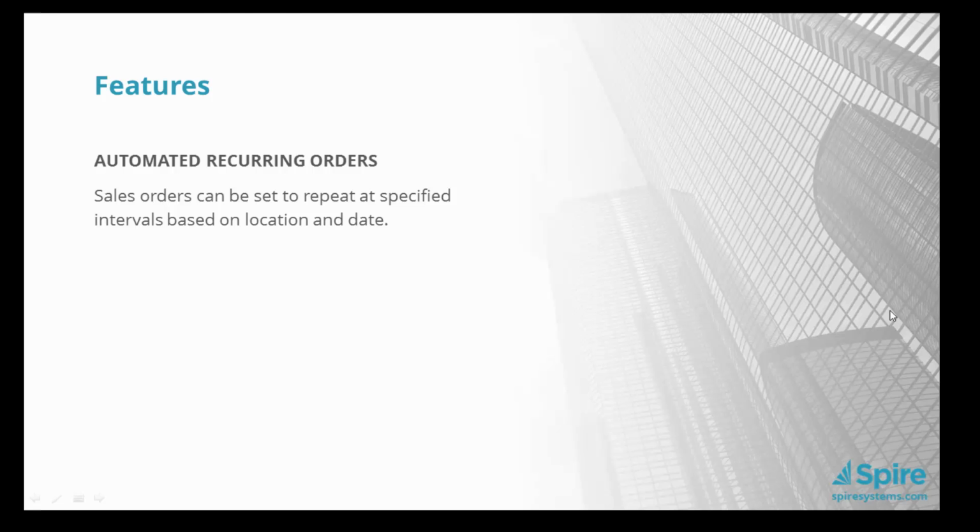Automated recurring orders. So sales orders can be set to repeat at specified intervals based on location and date. So the user can then set a monthly, weekly, daily, yearly order or customize it within those cycles to virtually repeat an order at any given time. And then when it gets invoiced, it gets incremented to the next invoice date so the user knows which ones and when to invoice again.